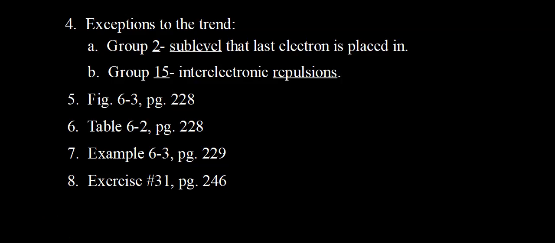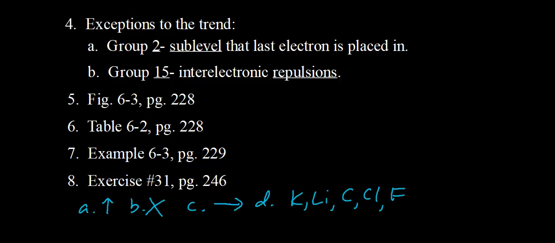Go to page 246, question number 31. And let's do all parts, A, B, C, and D. Go ahead and pause the video, please. So we're going to skip B because that's group 4. It's a transition metal, but it's the same as A.